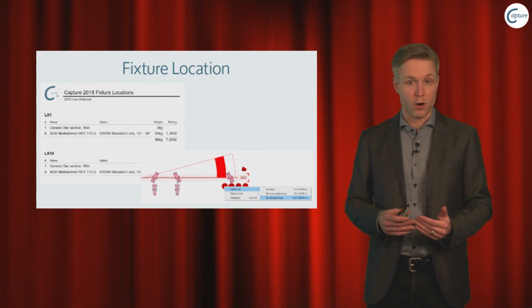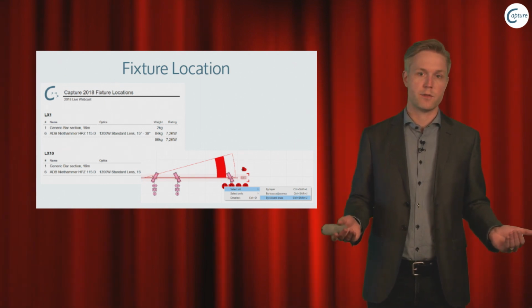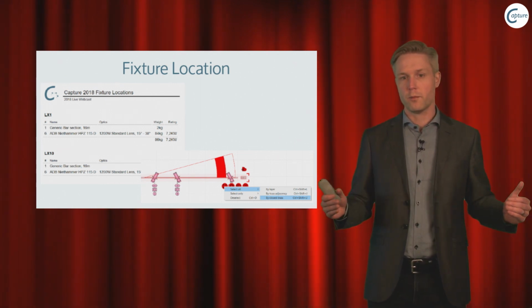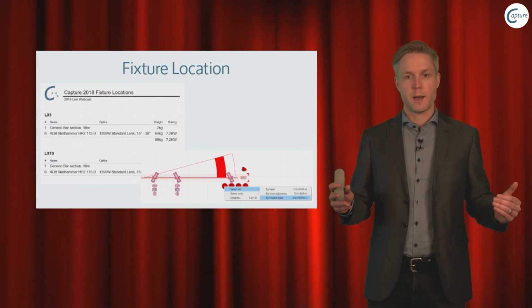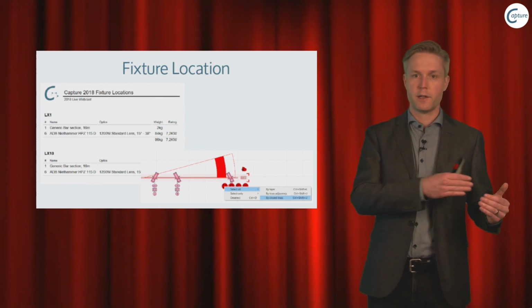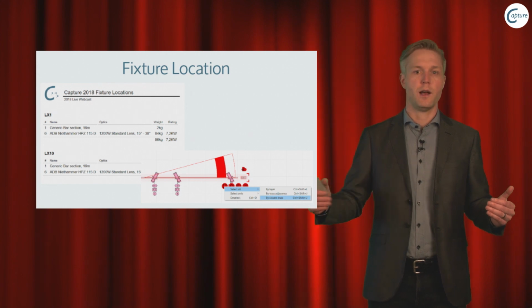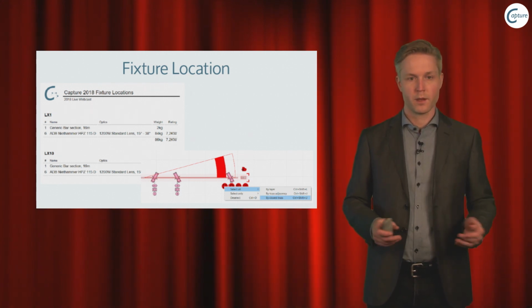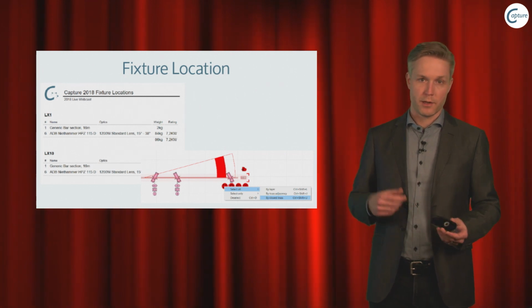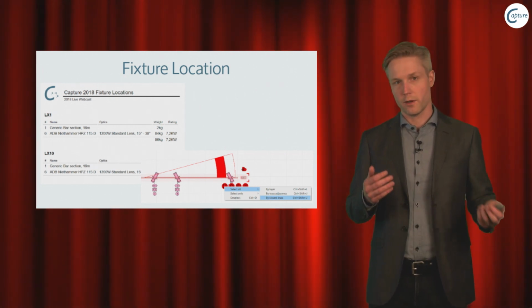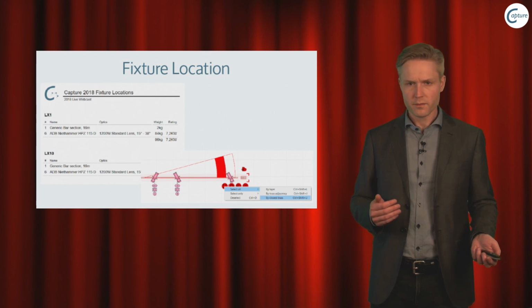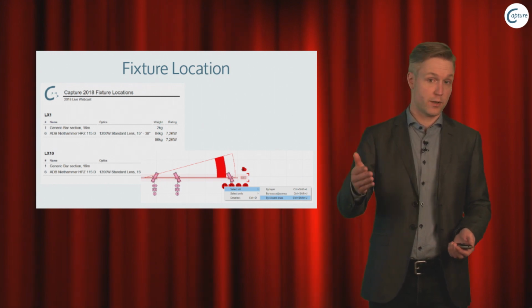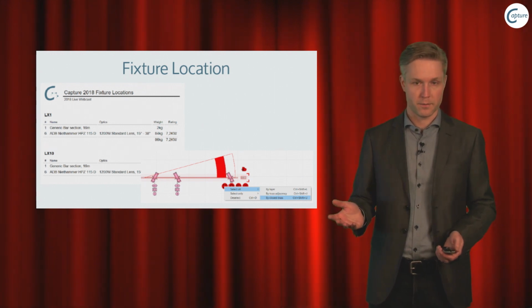It might be a bar or a number of truss pieces, it doesn't really matter. If you call them all LX1, then Capture will understand that the fixtures close to LX1 are in fact hung on LX1. This enabled us to have a new report, which is called the Fixture Locations report, that breaks down fixtures and truss items by this location.